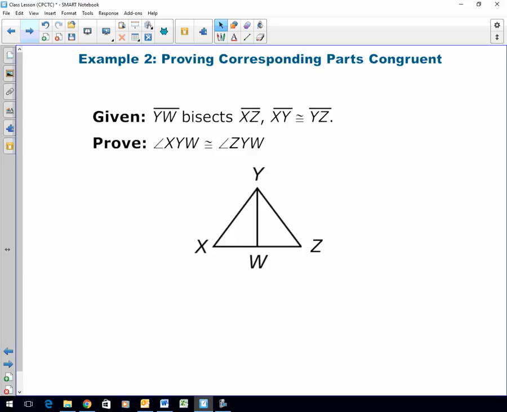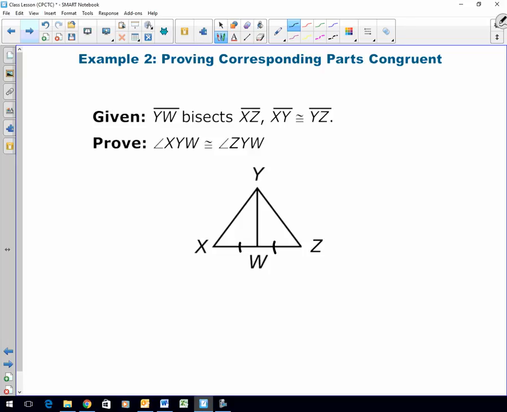What do I know? I know that YW bisects XZ. A bisector does what to a segment? It cuts it in half into two equal, or congruent, parts. So those sides are equal.